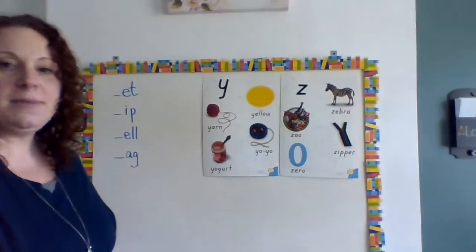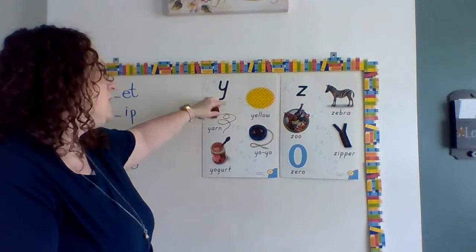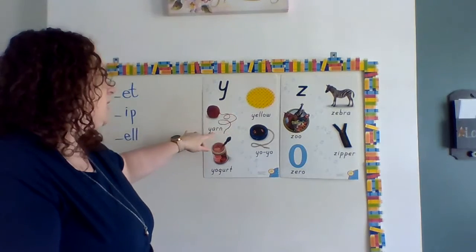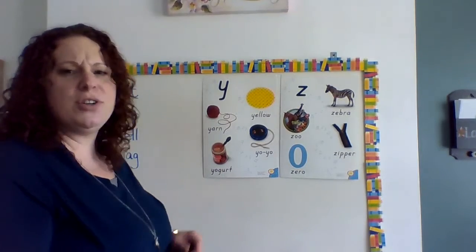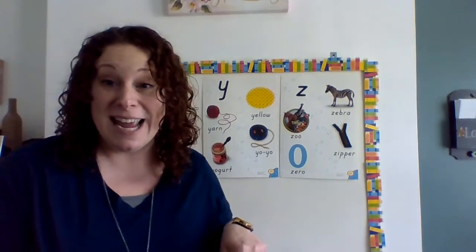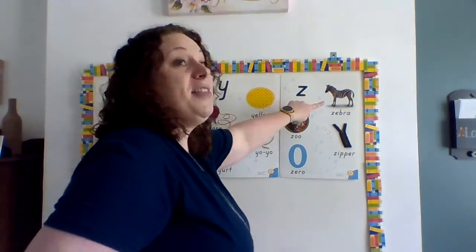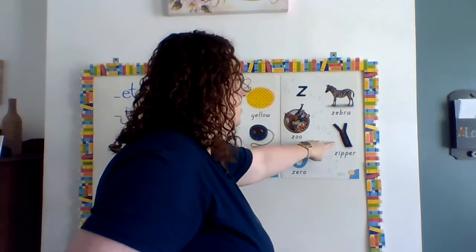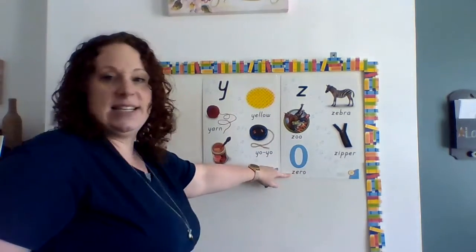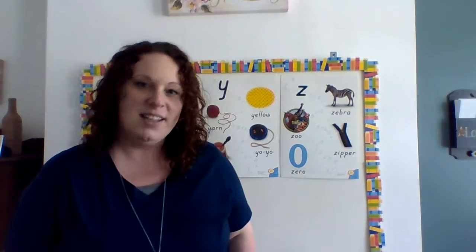All right, so follow me up here. We see our charts Y and Z. Y makes the y sound. So we have yellow, yarn, yo-yo, yogurt. Okay? And I'm sure you can think of other ones. We're actually going to talk about an animal today with a Y. Can you think of one? And for Z, here's our other animal, zebra. We're going to be talking about a zebra today. The zoo, zipper, and zero make the Z sound. Are you saying those at home? Y and Z.